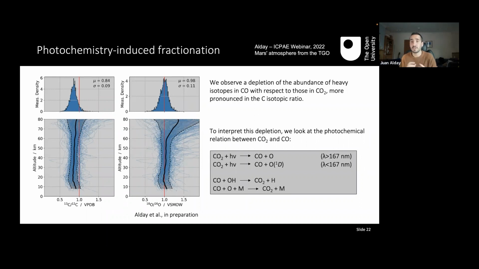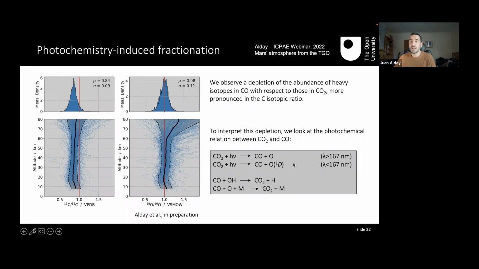In order to understand why this depletion occurs, what we did was look at the photochemical relation between CO2 and CO. The reactions that control this relation are the same reactions that control the stability of CO2 in the atmosphere of Mars. It starts with the photolysis of CO2 into carbon monoxide and atomic oxygen, and then there's the recombination of these species back into CO2. However, at first it was not well understood how CO2 could be stable in the Martian atmosphere, because the reaction rate of the recombination of the photolysis products, CO plus O, is much slower than the photolysis.